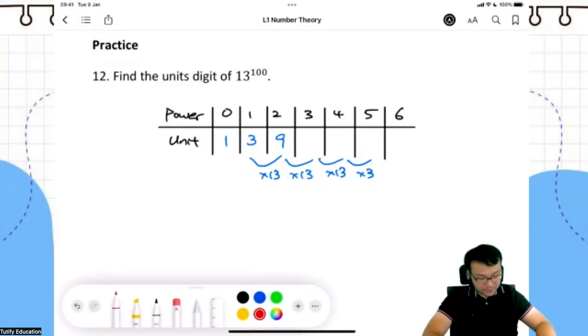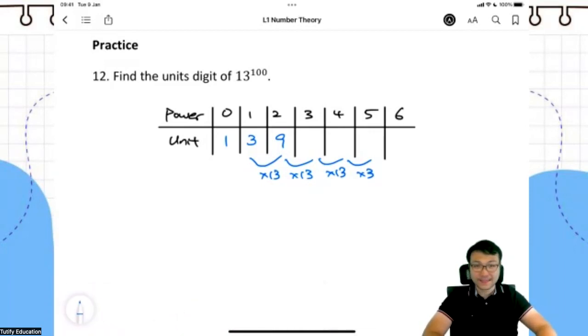So, Owen, have you completed your table? Can you tell me what number comes after 9? If you multiply, yes, 9 times 13. You take the 3 times 9, you get 27. So you just write down the number 7. Then 7 times 13. 3 times 7 is 21. So you just write down the number 1. Then you times 13 again. What do you get? 3. And 3 times 13, what do you get? 9. Very good.